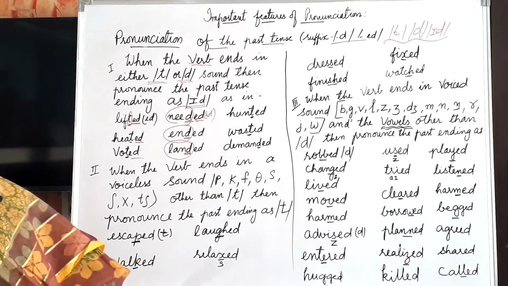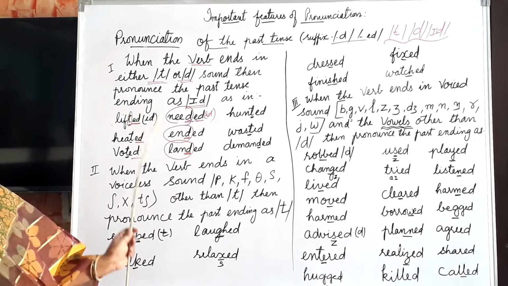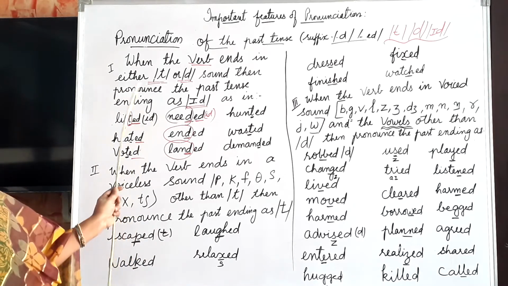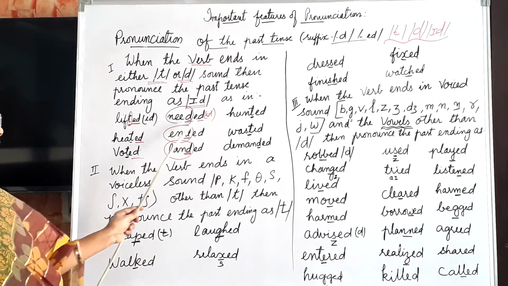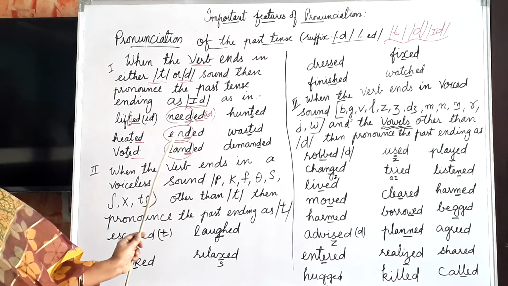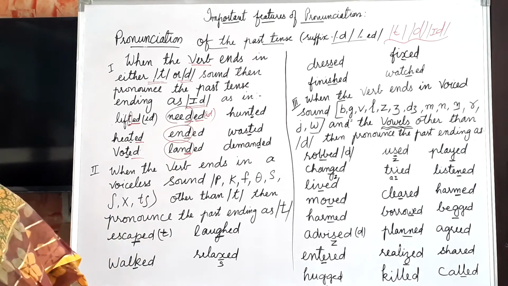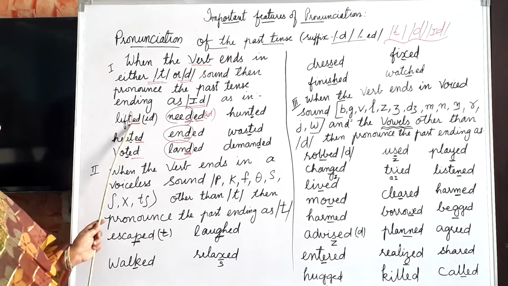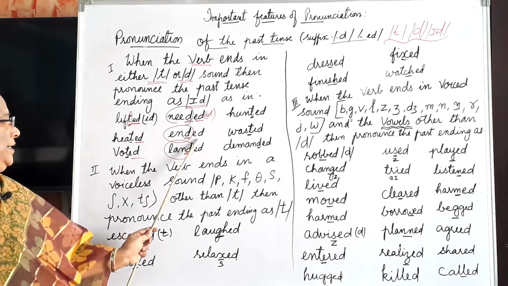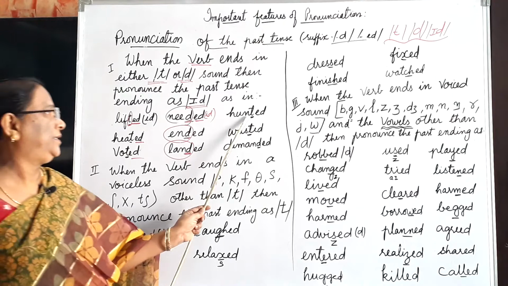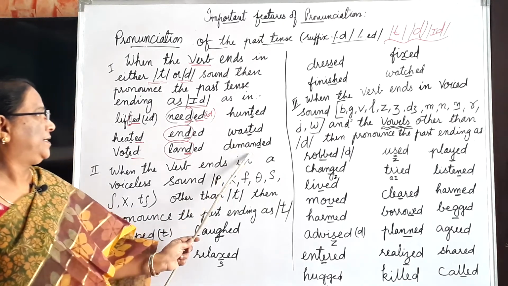Okay, when the verb or word ends with T or D, that word is pronounced as id in the end. That past tense is pronounced as id. Okay, lifted, heated, voted, needed, ended, landed, hunted, wasted, demanded.